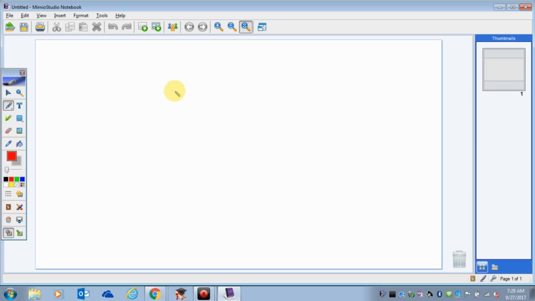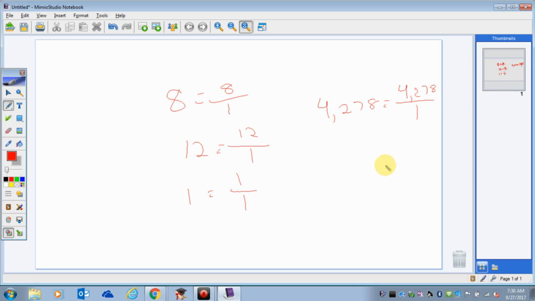So any whole number, if I take the whole number 8, that is equal to 8 over 1 as a fraction. Any whole number, so I can take 12 and it is 12 over 1. 1 is equal to 1 over 1. 4,278 is equal to 4,278 over 1. So that's the first thing that we have to realize. If we understand that, then it's going to make working out these problems so much easier.